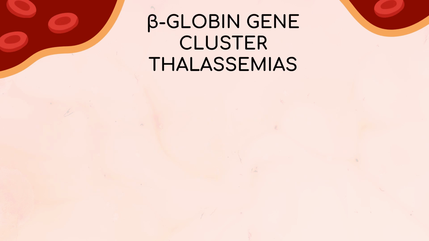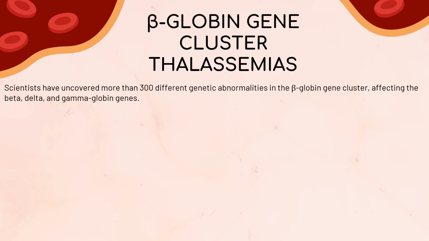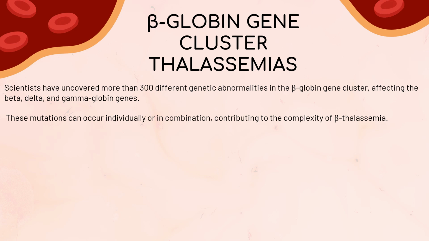Dear viewers, join us for an illuminating exploration of the beta-globin gene cluster thalassemias, a fascinating world of genetic abnormalities that impact hemoglobin production. Did you know that scientists have uncovered more than 300 different genetic abnormalities in the beta-globin gene cluster, affecting the beta, delta, and gamma globin genes? These mutations can occur individually or in combination, contributing to the complexity of beta-thalassemia.